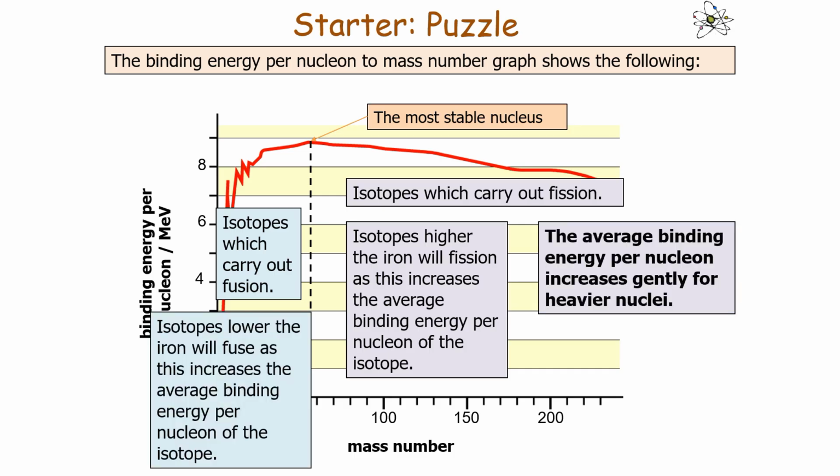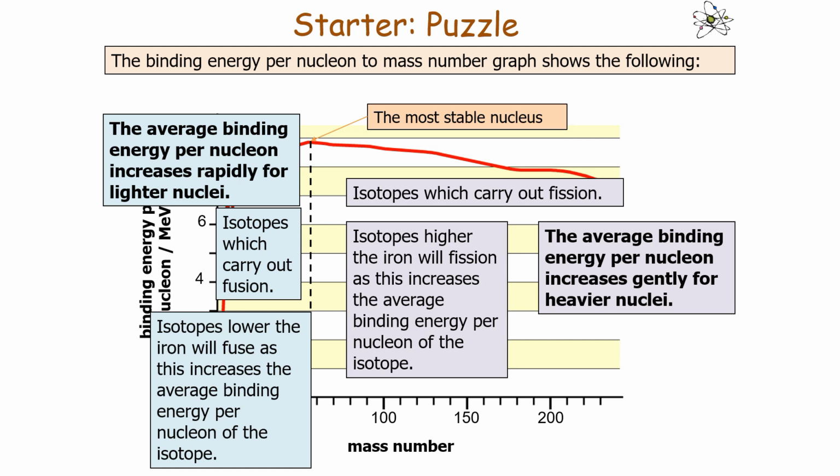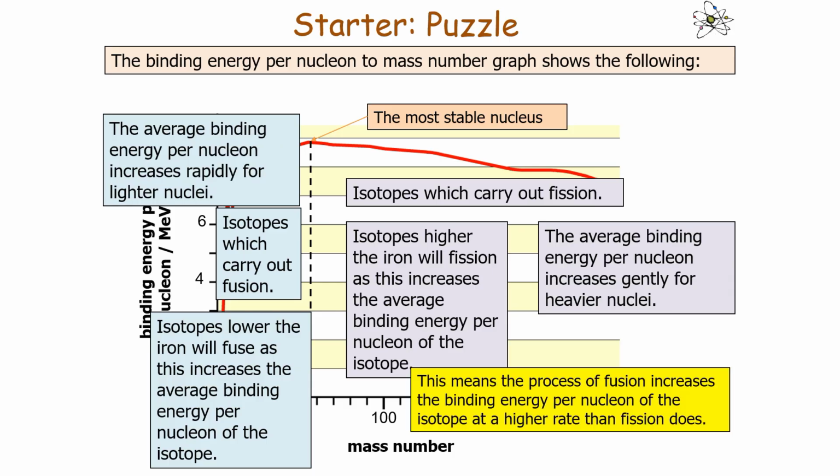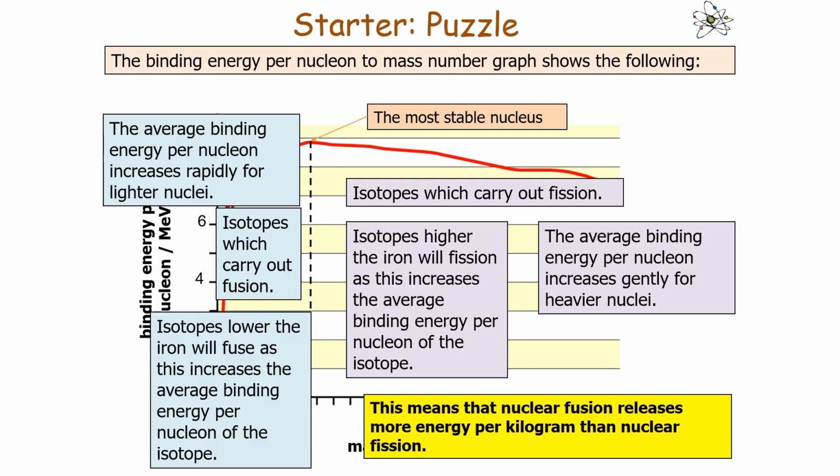So it's important to note though that for fission the average binding energy per nucleon increases gently for the heavier nuclei, but the average binding energy per nucleon below iron increases rapidly. So this means that the process of fusion increases the binding energy per nucleon of the isotope at a higher rate than fission does. So this means that nuclear fusion increases nuclear stability more easily than nuclear fission. It means that in nuclear fusion it will release more energy per kilogram than nuclear fission in a single event.